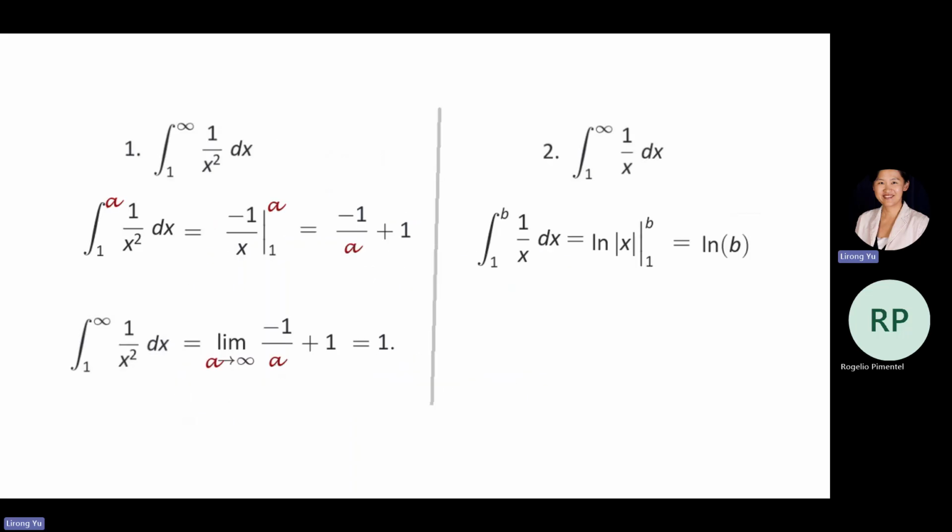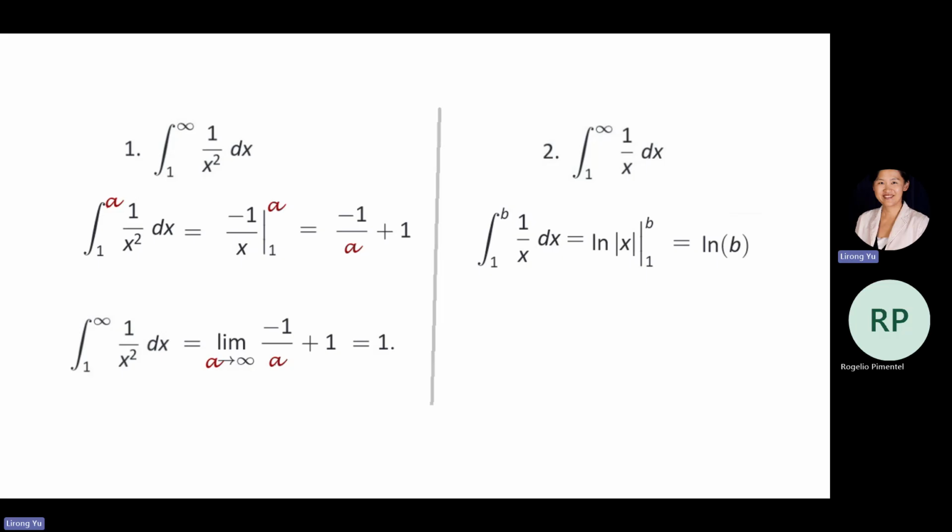Moving on, I'm going to pair these two together because they are very similar. One is the integration of 1 over x squared. This is the integration of 1 over x, but the answer is totally different. This is another function on the same interval 1 to infinity. To handle it step by step, we first put in a finite integration limit. So you integrate from 1 to b, where b is a finite number.